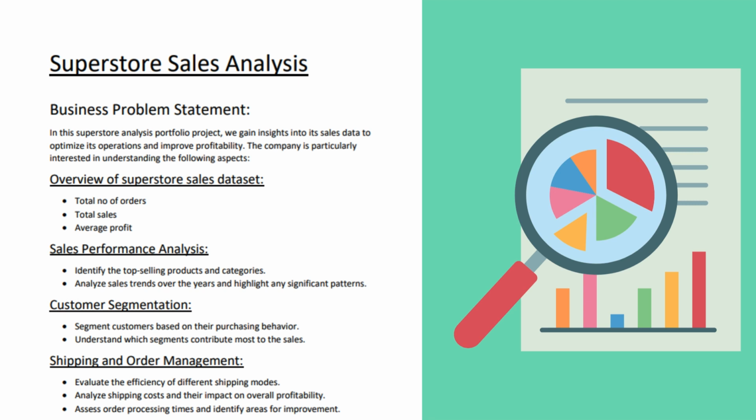Firstly, we have to find the overview of the Superstore sales dataset, in which we have to find the total number of orders, total sales, and average profit. And then we have to do the sales performance analysis, in which we have to find the top selling product and category. Top selling is in the sense of their quantity and in the sense of the sales.